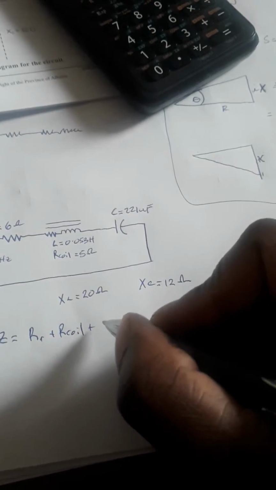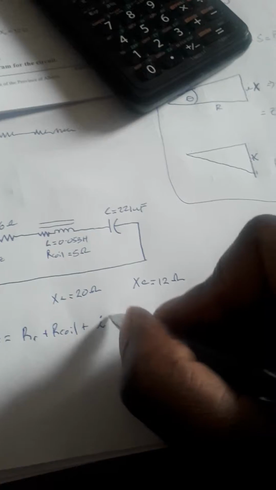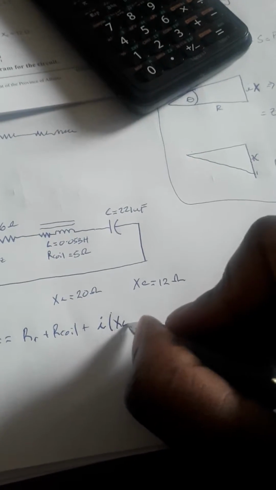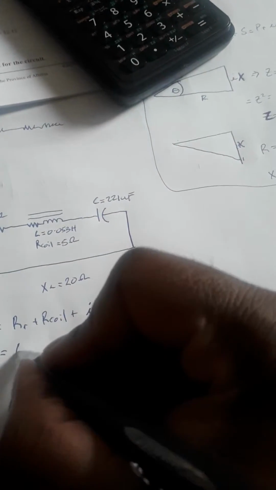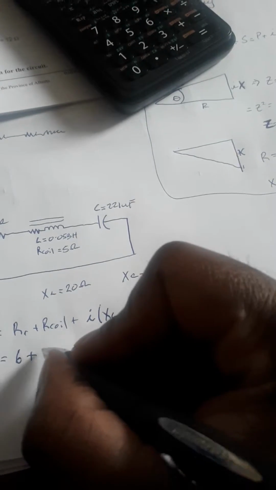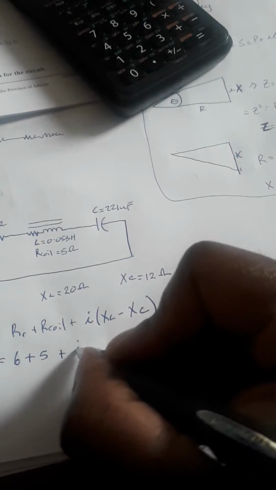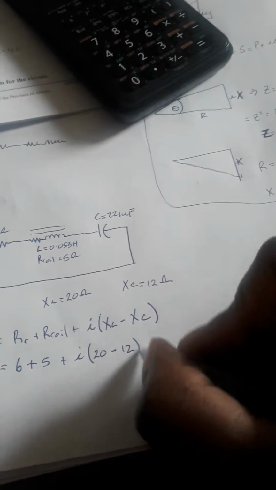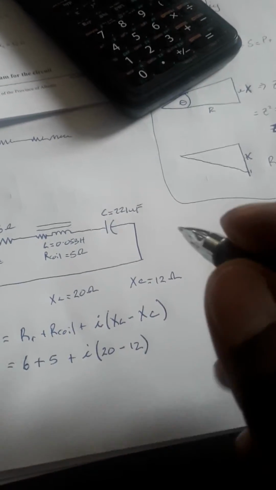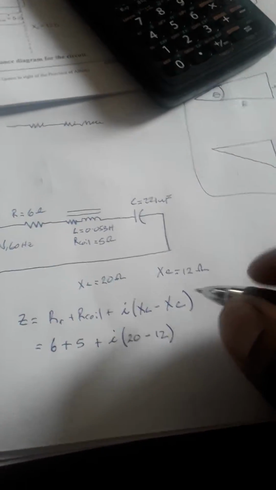Now we're going to write it out like this. Z is equal to R resistor plus R coil plus j(XL minus XC), and that's going to be 6 plus 5 plus j(20 minus 12), and all that is in ohms, right?